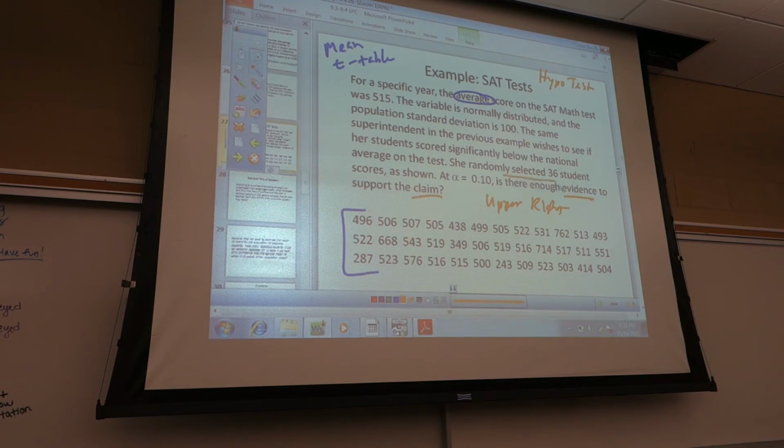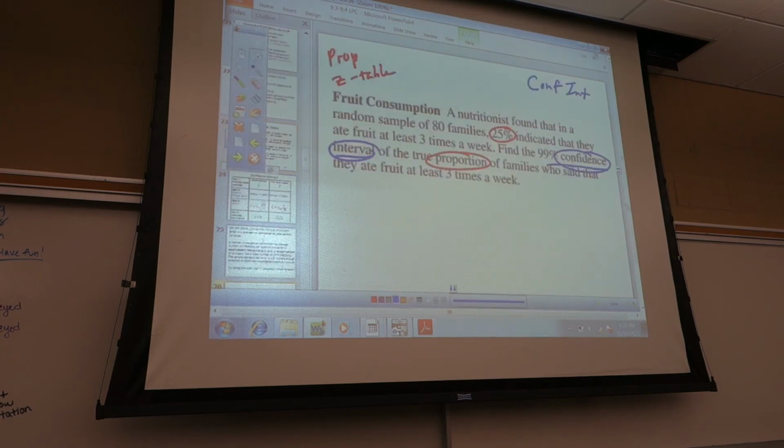Yeah, she selected 36 students, so my degrees of freedom would be 35. What about this one? What's my degrees of freedom for this one? It's infinity. So if you think about, for proportions, writing down degrees of freedom of infinity, that will keep you from making some mistakes of using the wrong tables.